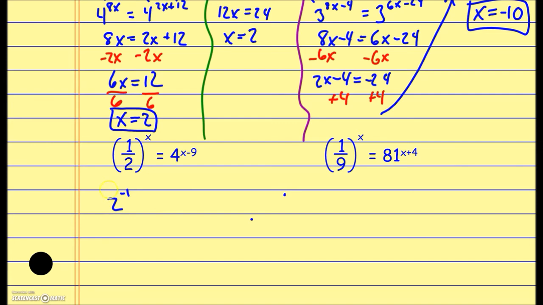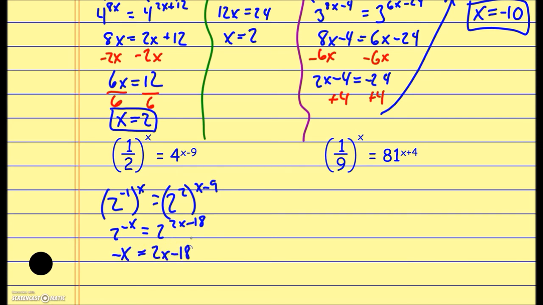And then that's all raised to the x power. Over here, I have 2 to the 2nd power, raised to the x minus 9. And now I multiply the exponents, so that gives me a 2 to the negative x equals 2 to the 2x minus 18. Now I have a common base. I set the exponents equal to one another, and I go ahead and solve.